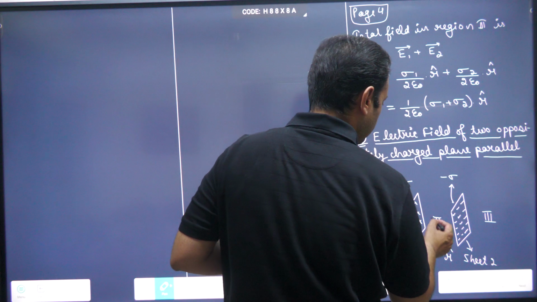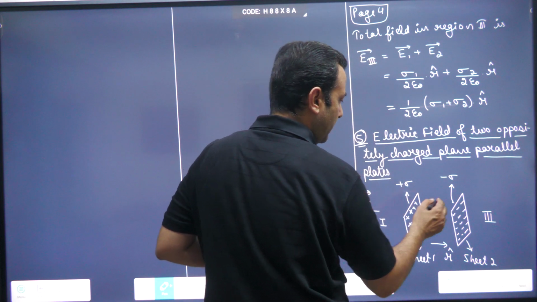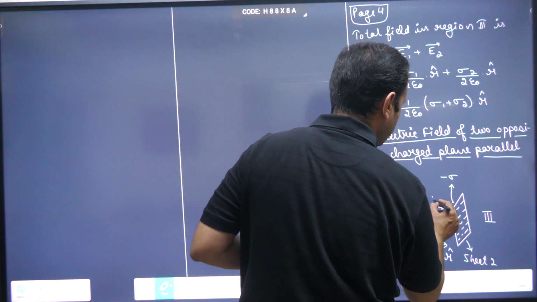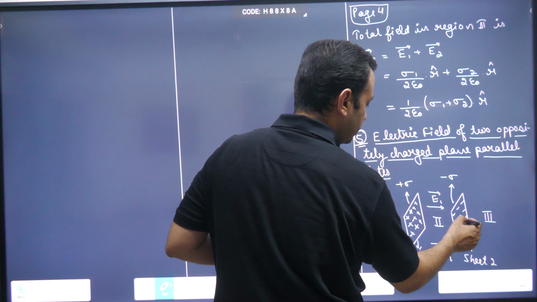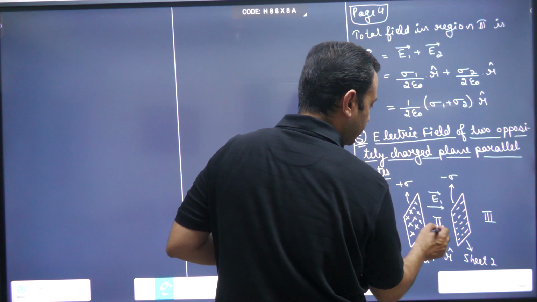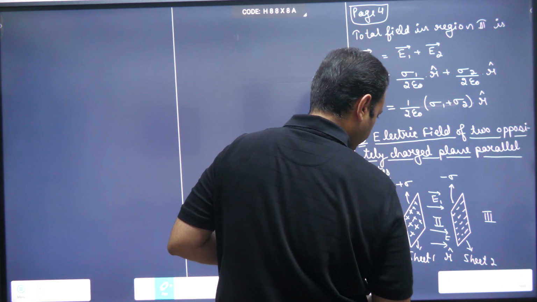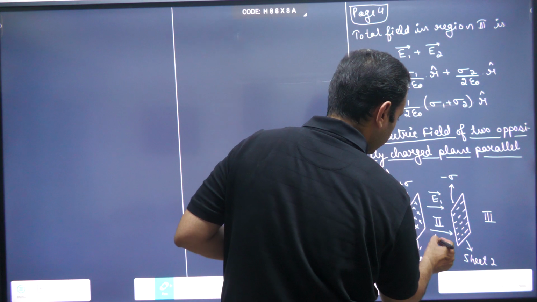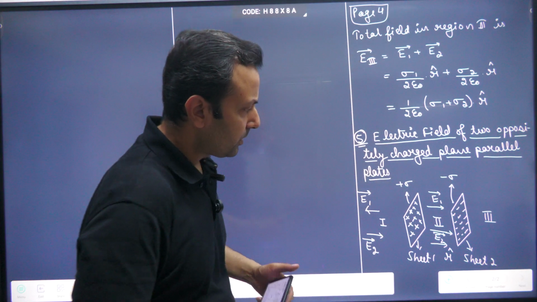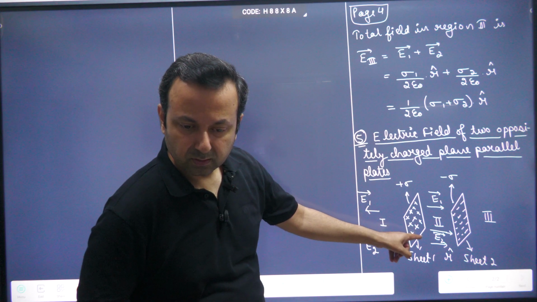In the same way, if we are talking about this region second, then this positive plate emits out electric fields. So E1 vector is from left to right, and this negative plate attracts electric lines of force. So the electric lines of force, E2 vector, come inside this negative plate. Is this clear to you? Are you able to see it properly? This is E1 vector and this is E2 vector.